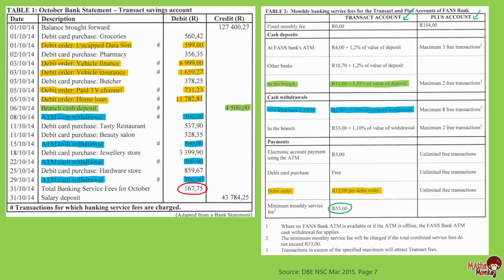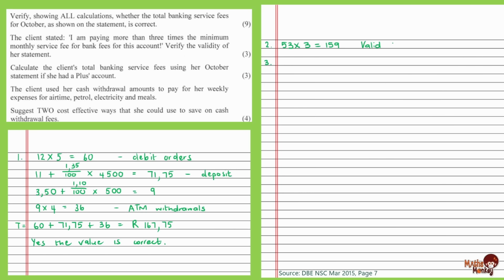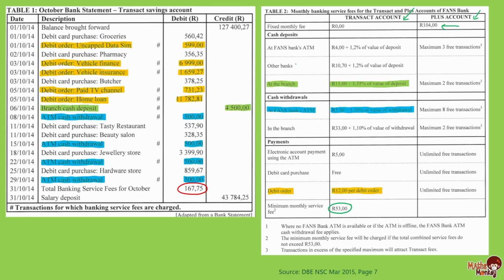So if we look at how the plus account is set up, you firstly have to pay a mandatory 104 Rand as a monthly fee, right? So let's add that. That's 104. We're now calculating what her cost would be if she used this account. So she would have to pay that 104.